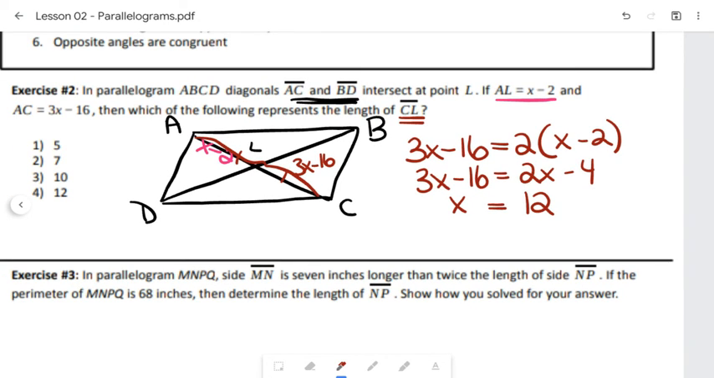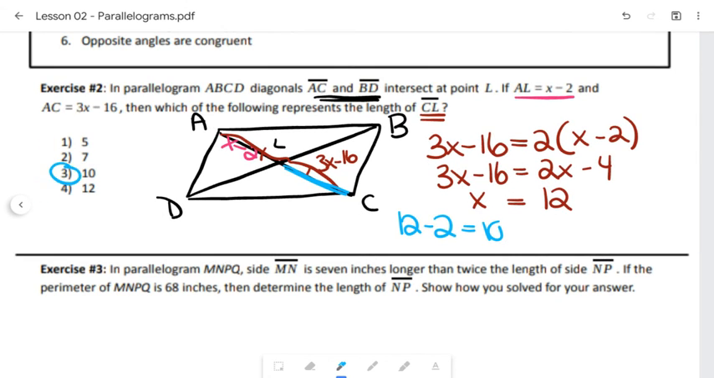Be careful that we're looking for the length of CL, which is this piece here. So it means it's the same as AL. So I'm doing 12 minus 2 to get 10. Don't fall for the trap there. Make sure that you plug it in to find CL, not that we just found X and we were good.